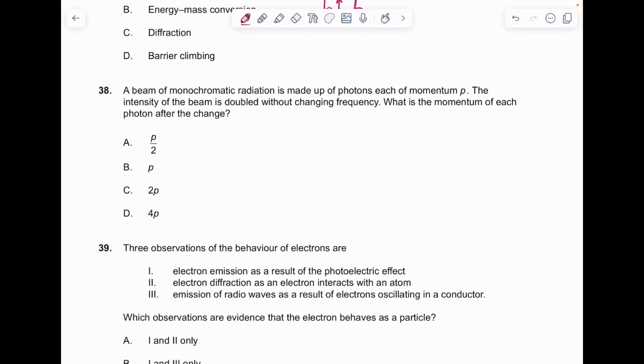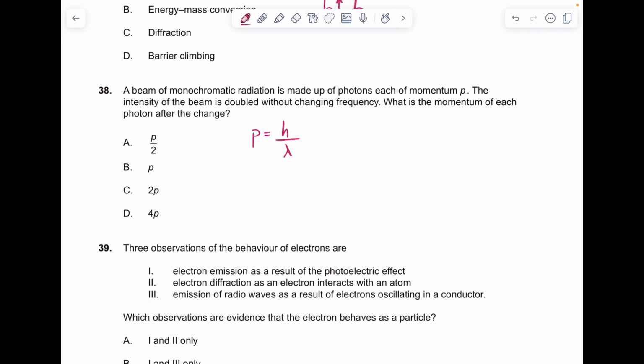Question 38, monochromatic radiation made up of photons each of momentum p. The intensity of the beam is doubled without changing the frequency. What is the momentum of each photon after the change? Well, photon momentum is given by h over lambda. It depends on the wavelength of the wave and h, Planck's constant.